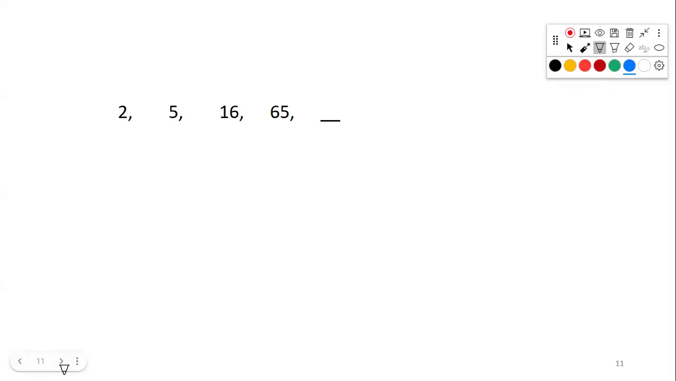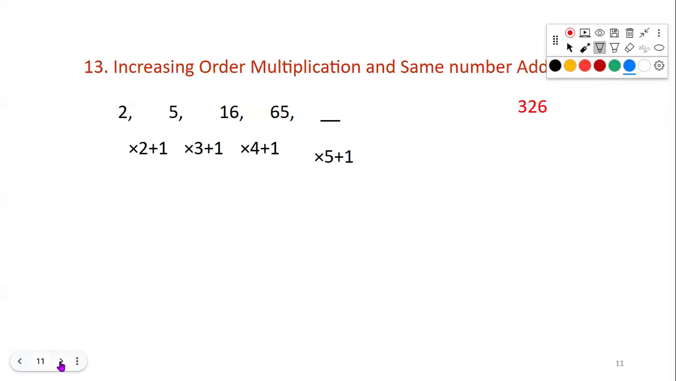Hope everybody got the logic here. Into 2 plus 1, into 3 plus 1, into 4 plus 1. Next will be into 5 plus 1, which is 326. Good. Most of you are able to think and get the answer. Increasing order multiplication, but the number added is the same. Try this one.